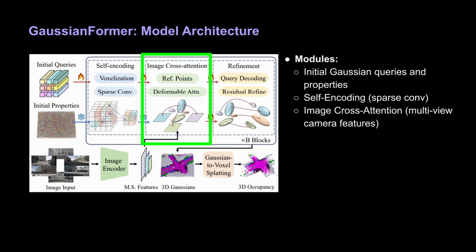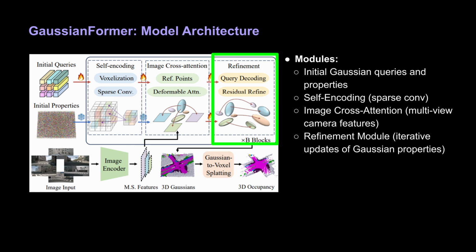Gaussians query multi-view camera images via a deformable attention mechanism. Each Gaussian generates 3D reference points, projects them onto the image planes using camera extrinsics and intrinsics, and retrieves relevant image features. This cross-attention step provides rich visual information that guides the refinement of Gaussian properties, including position, shape, and semantics. Lastly, we have the refinement module.